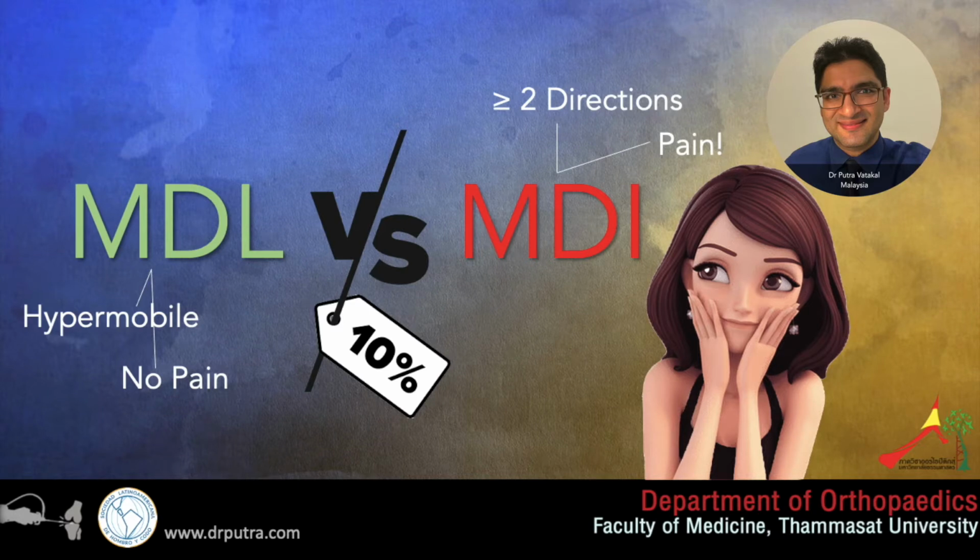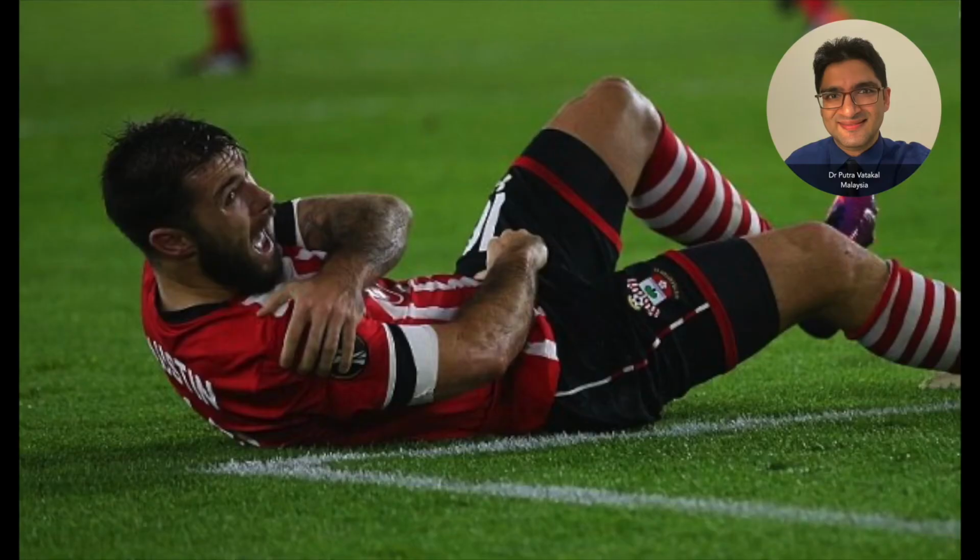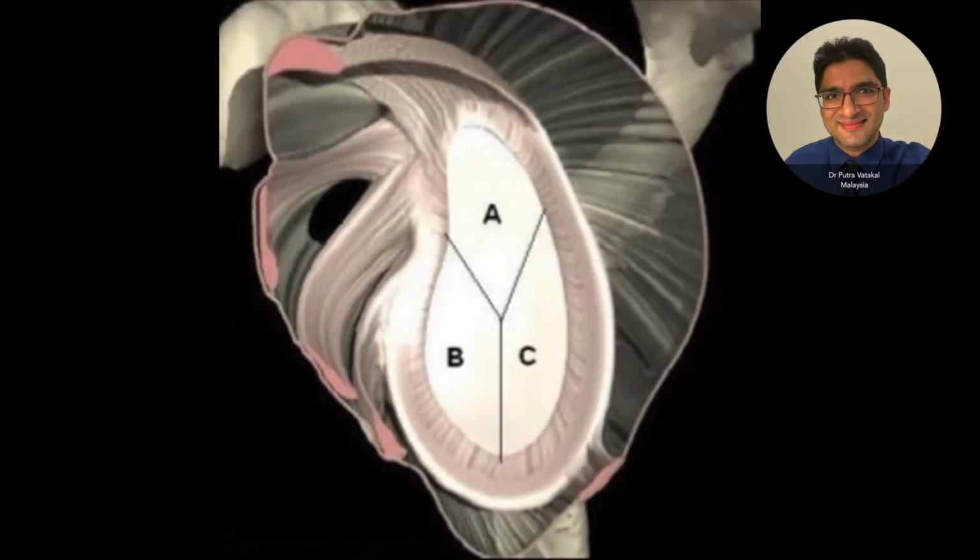Individuals with MDL or laxity have hypermobile joints that may sublux or dislocate quite easily with minimal trauma, but they are also easily reduced and don't cause too much trouble. MDI or instability is when hypermobility comes together with pain. There is hypermobility in at least two directions, inferior and anterior or inferior and posterior, and sometimes in all three directions. And especially where operative treatment is concerned, we'll see that this often comes in the form of structural tears, for example of the labrum.